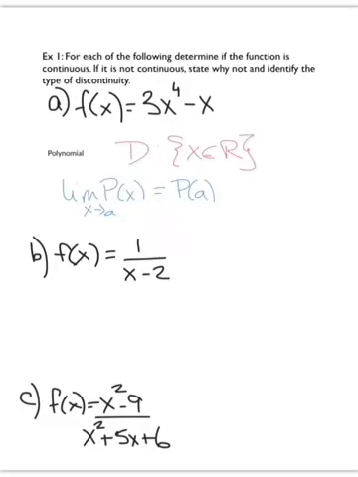So f of x is continuous. Now let's look at b. F of x is equal to 1 over x minus 2.